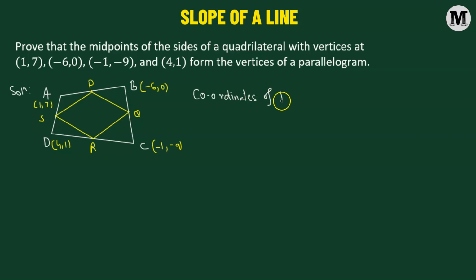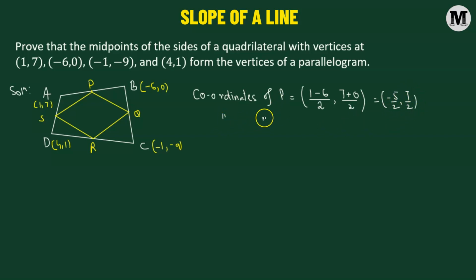So coordinates of P, that's very simple. All we have to do is use the midpoint formula because P is the midpoint of AB. To find the x coordinate, we take the sum of the x coordinates of the endpoints A and B. So that's 1 added to -6, so we have 1 minus 6, and we divide it by 2. To find the y coordinate, we sum up the y coordinates of the endpoints. So that's 7 added to 0, and we divide it by 2. So we have -5/2, 7/2. That's going to be the coordinate of point P.